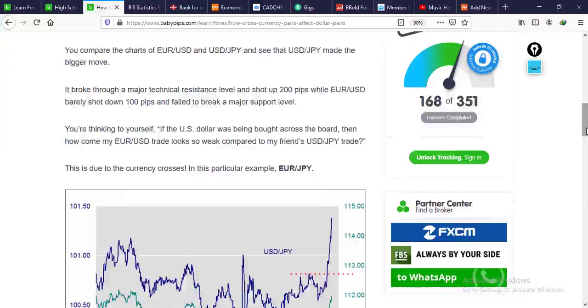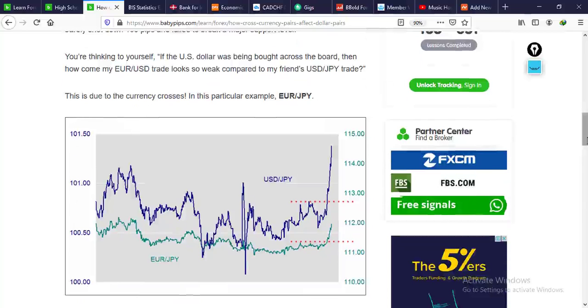Okay, so you were thinking, if the US dollar was really going to be bought across the board, then how is it that my EUR/USD trade looks so weak compared to my friend's USD/JPY? The answer is due to currency crosses. In this example, the EUR/JPY.